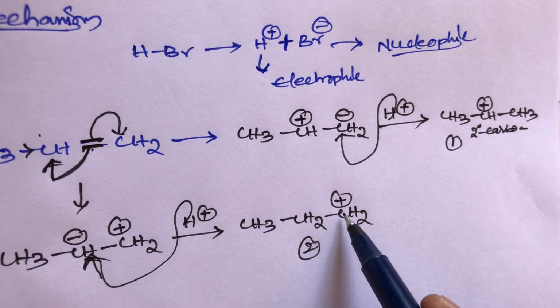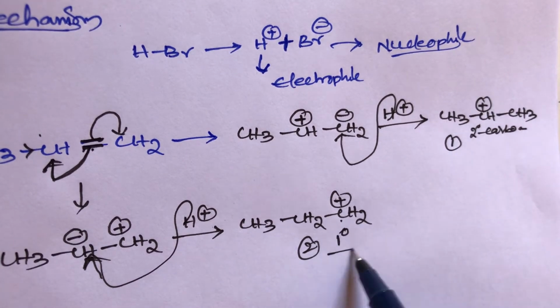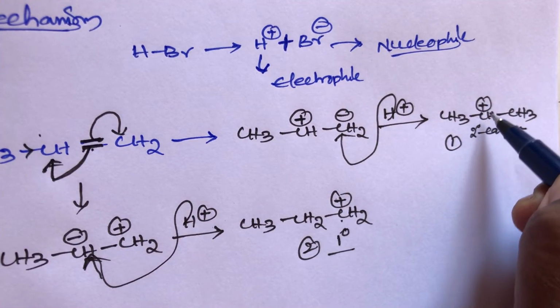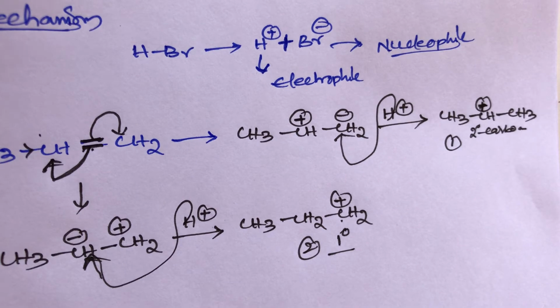The positive charge present on the first carbon is called a primary carbocation. The positive charge present on the secondary carbon, the second carbon, is called a secondary carbocation. Out of these two, which one is more stable, students? Stability depends on hyperconjugation. How do we find out the hyperconjugation, students?